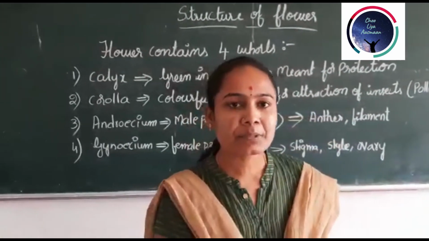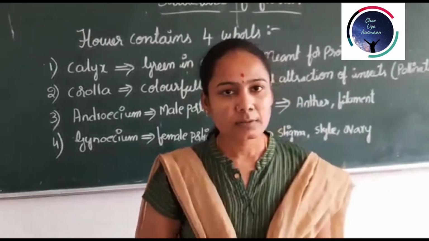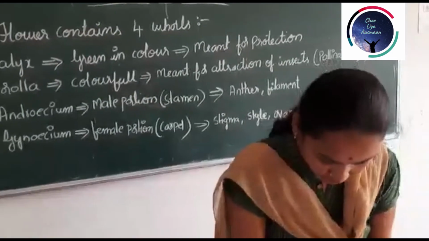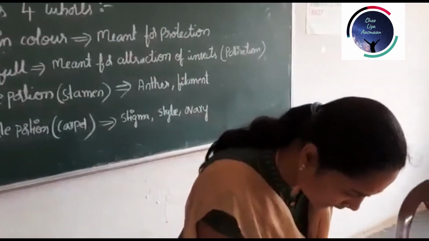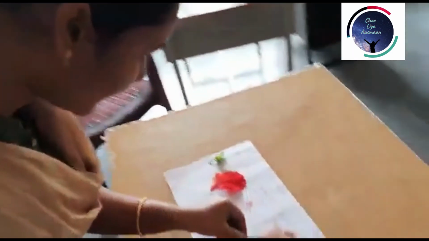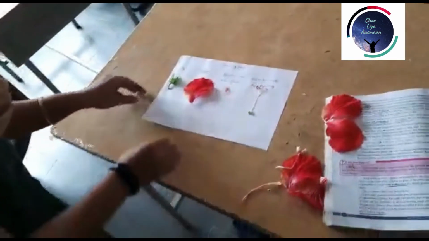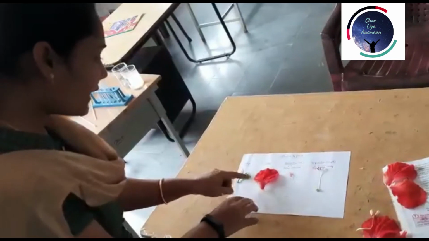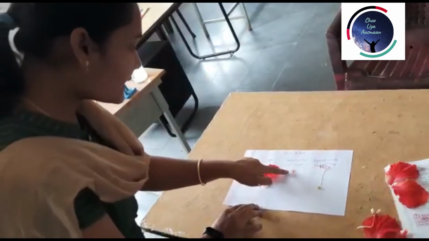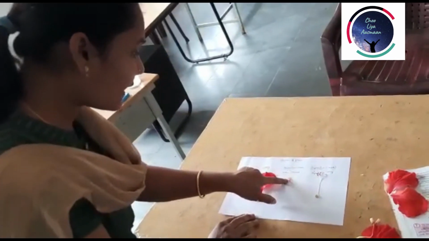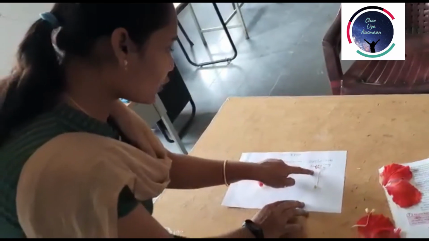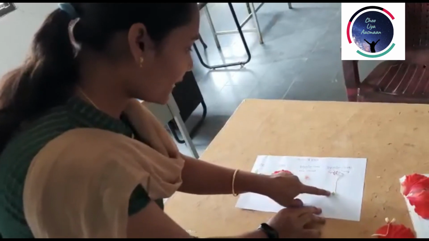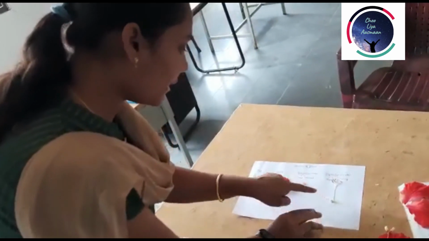This is about the structure of a flower, and let me show you the parts of this. I am keeping it on the paper for easy visibility. So this is the calyx, which is green in color, and these are the corolla. This is the androecium, which contains the anther and filament, and this is the gynoecium, which contains stigma, style and ovary. Inside the ovary, ovules will be present.